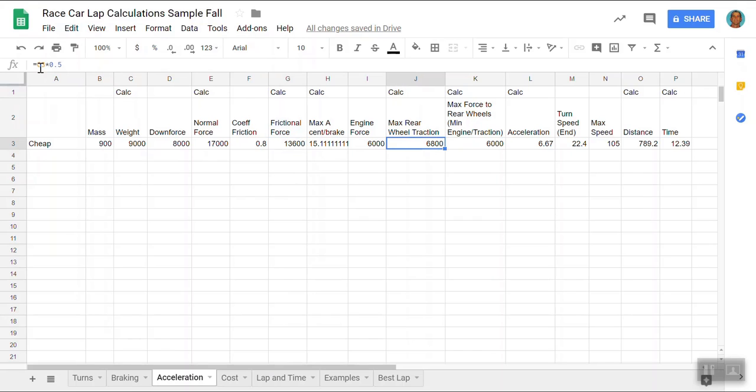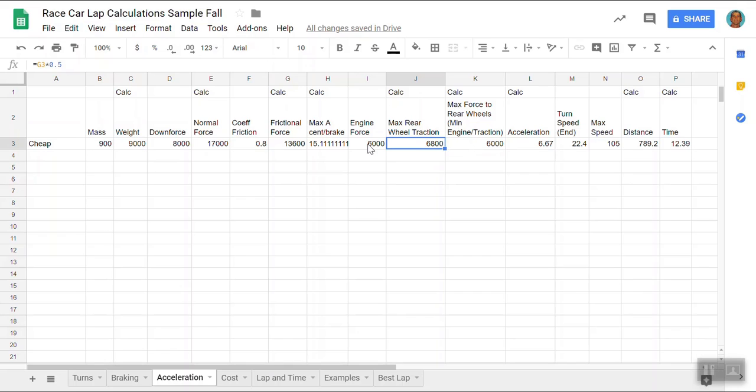We can see it's calculated up here. G3 times 0.5 gives me my maximum rear wheel traction. Now I have to look at something. That's the maximum rear wheel traction, and I have an engine force that's 6,000 newtons. Can I support that? If I had a very powerful engine and I had slippery tires, it wouldn't work well. I would be limited by the maximum traction.